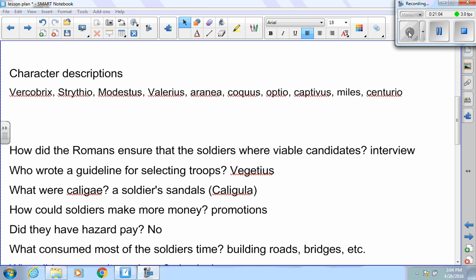It'd be very prudent to go back and look at those stories and try to remember what happened in those stories for these character descriptions. They probably are the most difficult part of the test. They have some quotes in them, and then they have some descriptions. Like the one Captivus is tough because you might not remember, oh wait, that was Strythio whenever he was in the cell and Modestus had come back. So there's some tough ones in there.